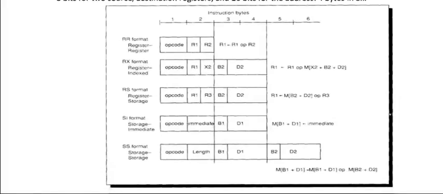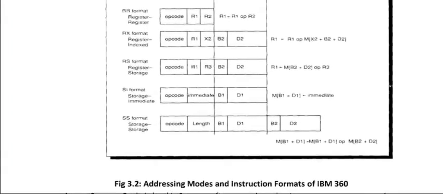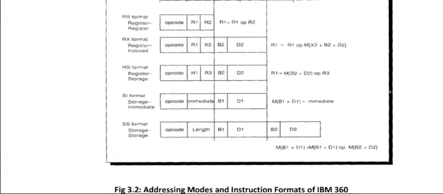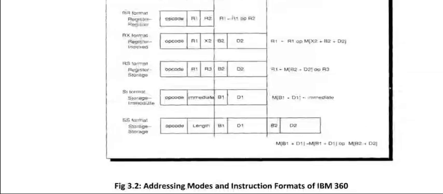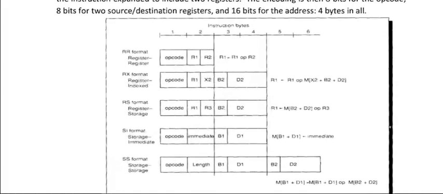So here in this figure 3.2, you can see the address modes and instruction formats which are used in IBM 360. The first format, like already discussed, is the RR register format, and we know that it makes use of only 2 bytes of memory. The first 8 bits are used for opcode, and the remaining 8 bits are divided among register 1 and register 2 with 4 bits each.